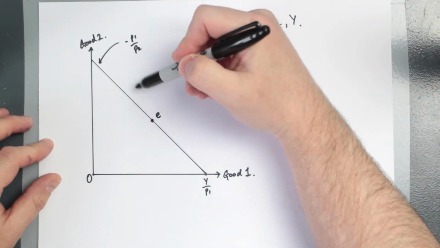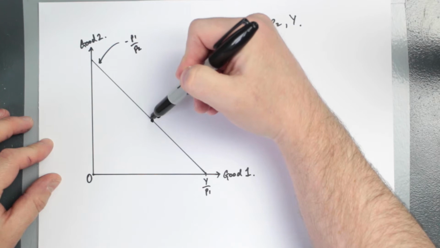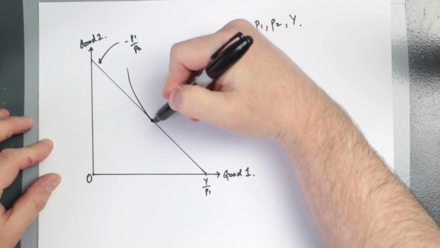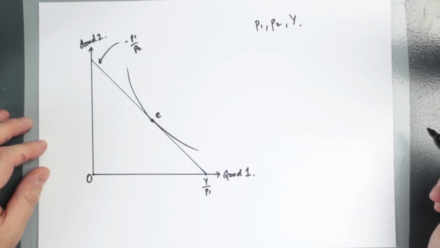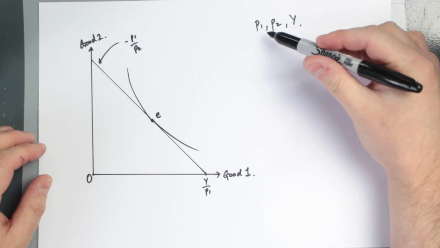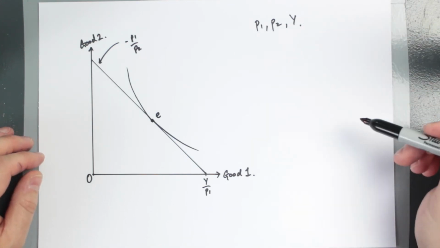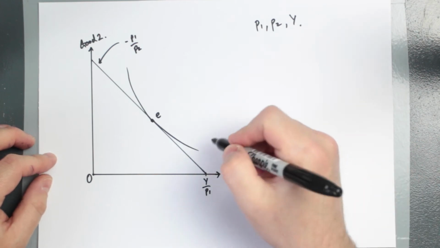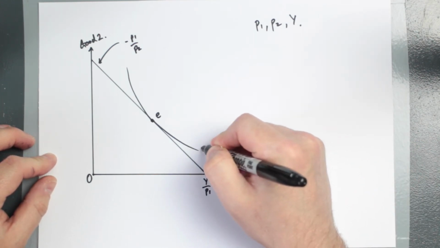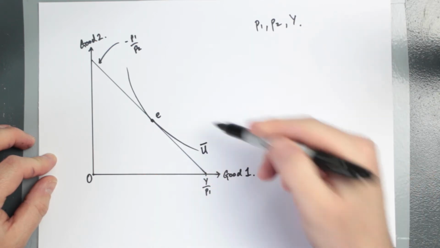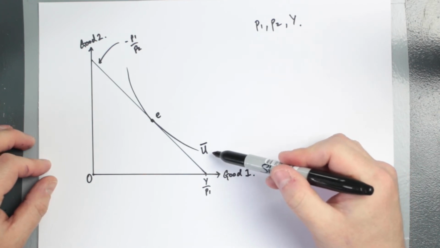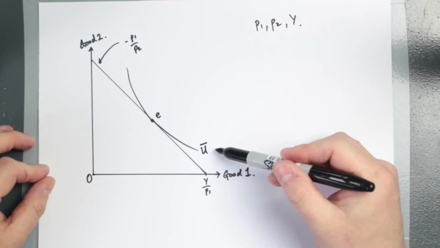And we know that this is characterized as an interior solution where we have a tangency. So let's just draw a tangency, something like this, with an indifference curve. So this is the consumer's starting point. When they face prices P1, P2, and they have income Y, they choose a bundle E. And let's say that all of the different bundles along this indifference curve generate a utility level. Let's call that U bar.